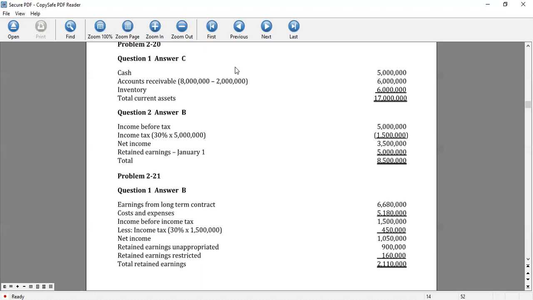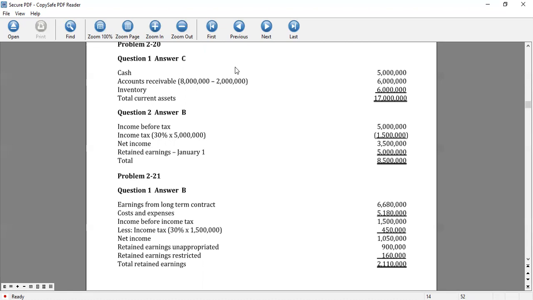In the problem, the inventory is 6 million. So the total current assets includes cash of 5 million, then accounts receivable net of 2 million. So you have 8 million. And we have the inventory as given, 6 million, and total current assets of 17 million.